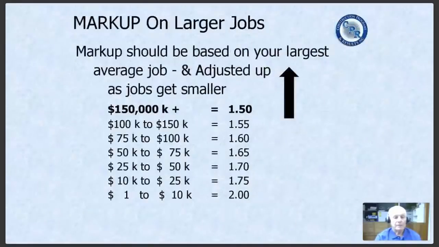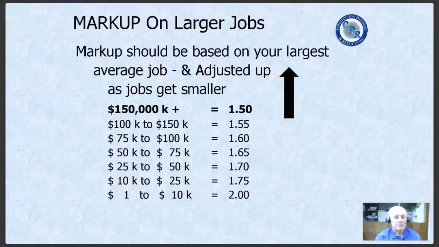Now, here's a little trick that you can use to make darn sure that you don't undercharge for your work. What most contractors do is they set their markup based on their smallest job and then try to lower it as the job gets larger. If you're smart, you'll set your markup based on your largest average job, whatever it is. Maybe your average job is 50,000. Whatever it is, you've got to rework this graph right here to suit yourself.